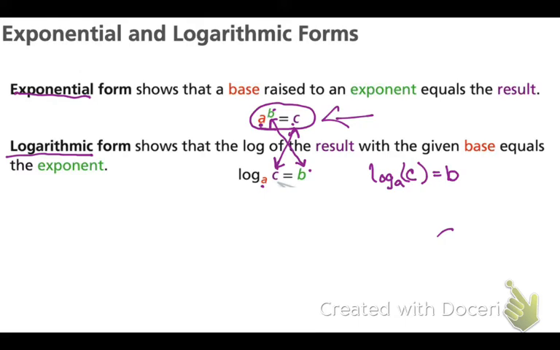We have 3 to the 4th equals 81. That is an exponential notation because I have an exponent, correct? Okay, so we need to change it to logarithmic. So it is log base 3 of 81 equals 4.